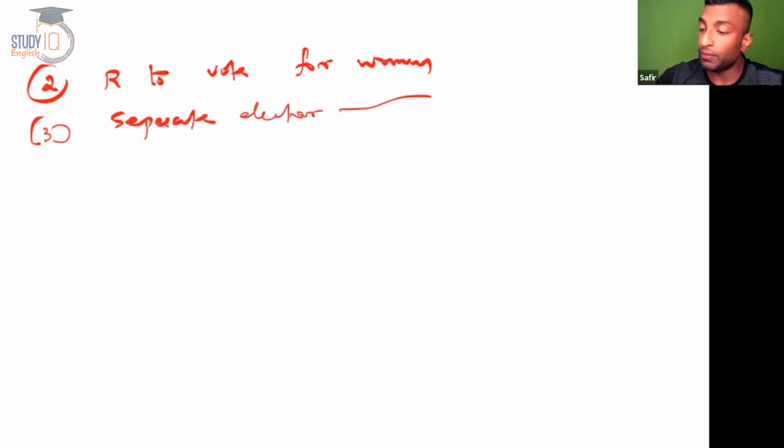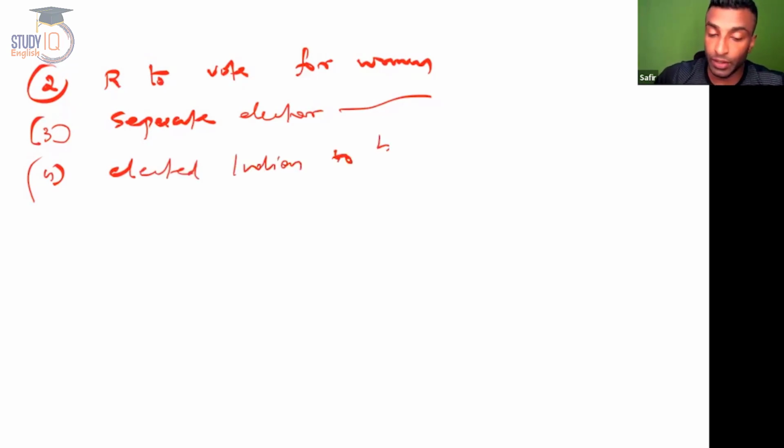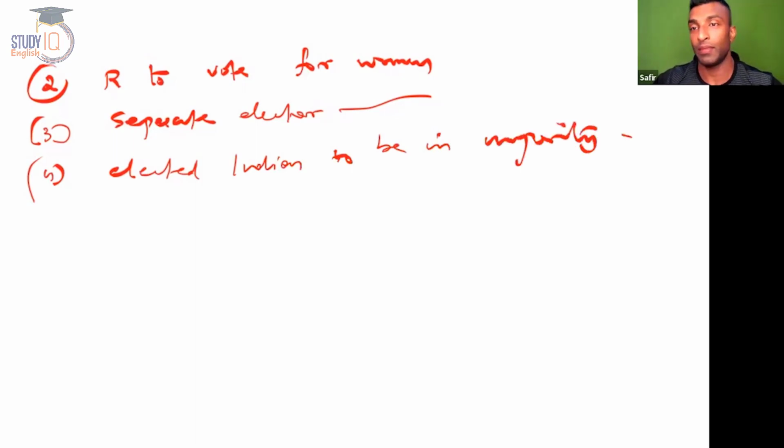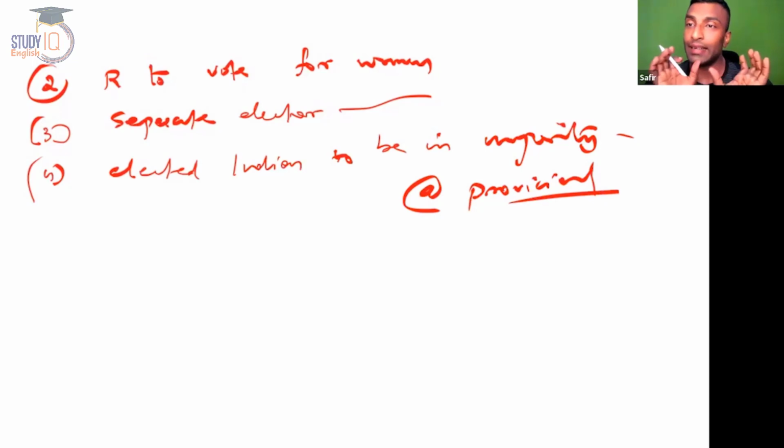And then fourth one, if you remember, I've told you before, Indians were in majority at the Legislative Council. But now elected Indians will be in majority. Now you know the clear difference, right? So here, let me write: elected Indians to be in majority for the first time. Because elected Indians, where? At the provincial level. That is also very important. Everything first will happen at the provincial level. Okay. So elected Indians are in majority.